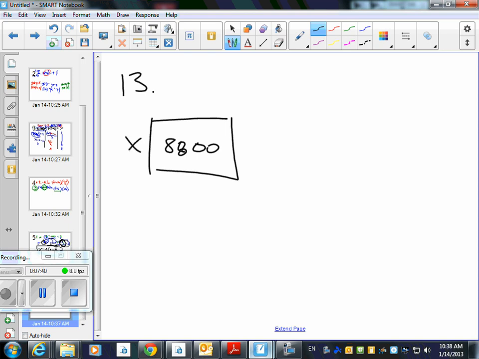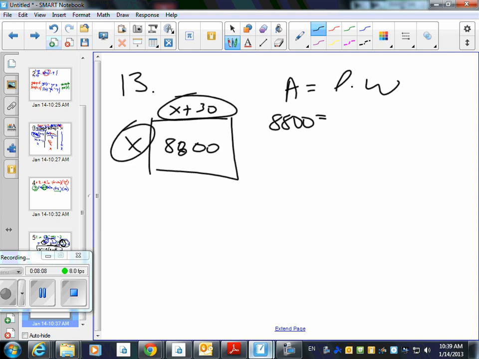I don't know how wide it is, but it's 30 feet longer than that. That's what I put here: x plus 30. Now I've got my picture labeled. I'm really close. I just need to have an equation of some sort. Well, what's the equation I would need? I have all my information in here already. I pretty much just need to do an area formula. Area is length times width. Area is 8,800. Length is this, and width is this, or vice versa.